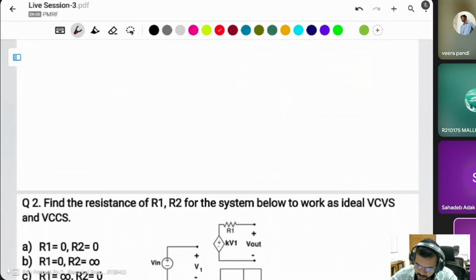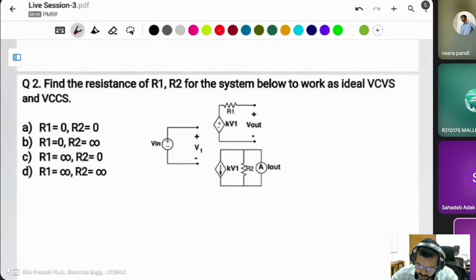Okay, same, the next question: find the resistance of R1 R2 for the system below to work as the ideal voltage controlled voltage source, and voltage controlled current source.